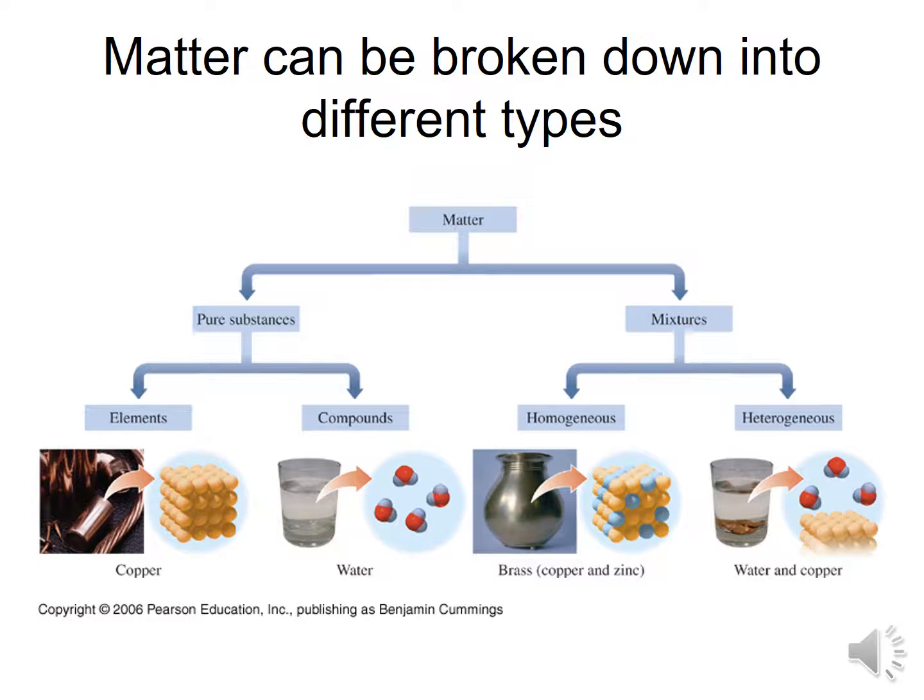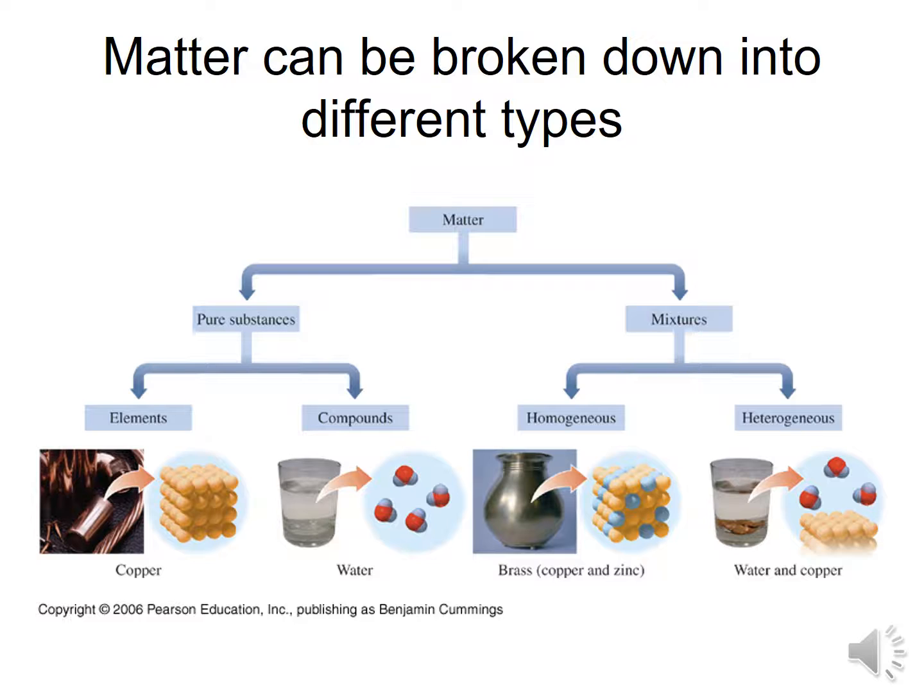So matter can be broken down into many different types. Copper would be an example of an element, only one type of atom. Water would be a compound. It's got hydrogen and oxygen atoms, but notice they're in a fixed proportion. Brass is a mixture of copper and zinc. The copper and zinc are blended very well, and you cannot see the copper and zinc separately. It's a homogeneous mixture. It's a solution of metals.